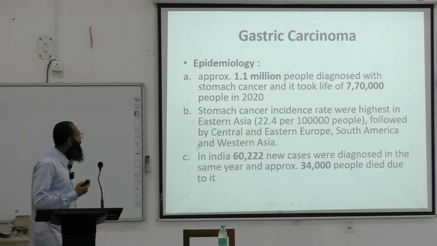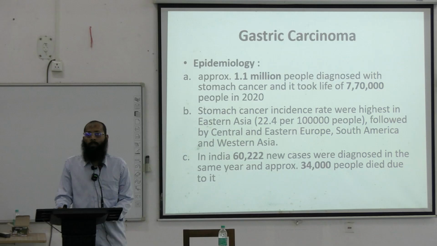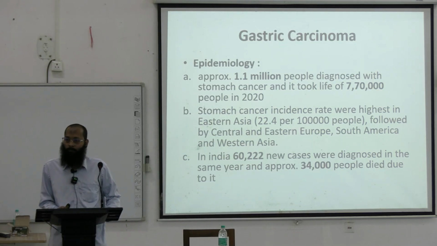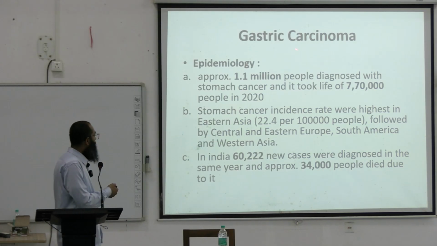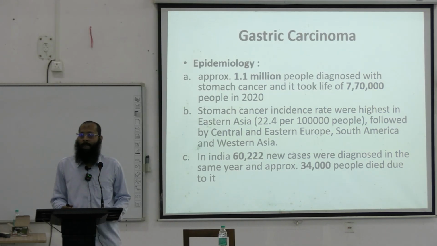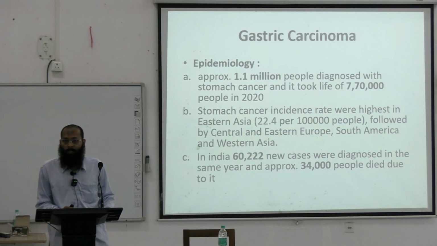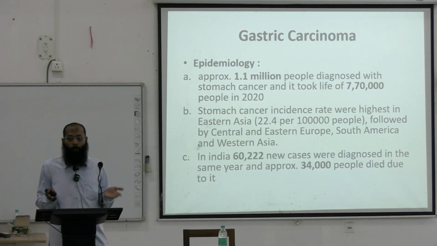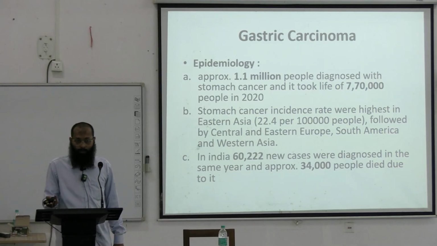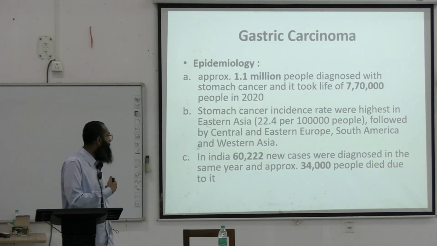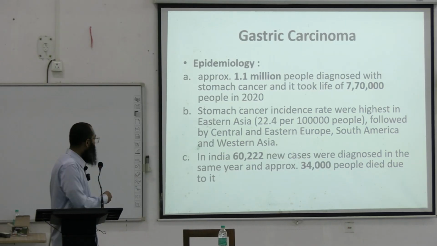Now, the incidence of gastric cancer in the year 2020 was around 1.1 million. It's quite a huge number in the whole world, and 7.7 lakh people died because of gastric cancer. So it's really a very big problem, and in India 60,000 cases were diagnosed in the same year, and 34,000 people died because of gastric cancer. So it's a public health problem.